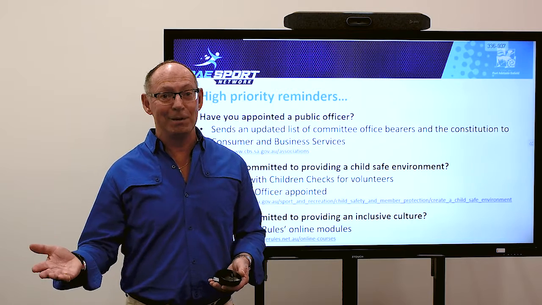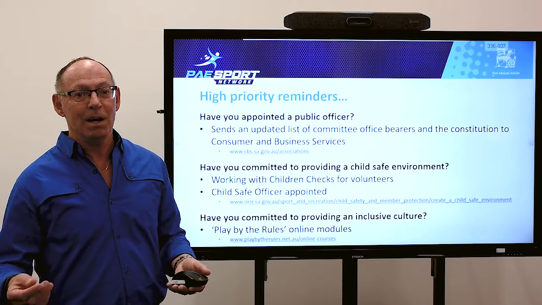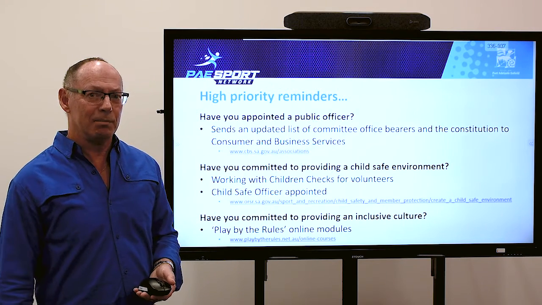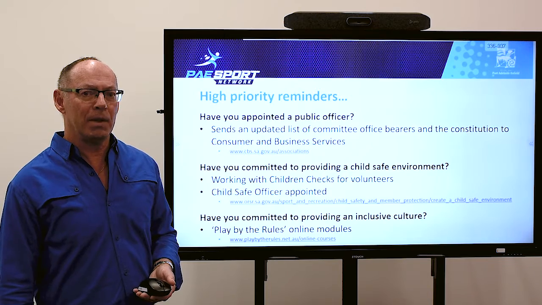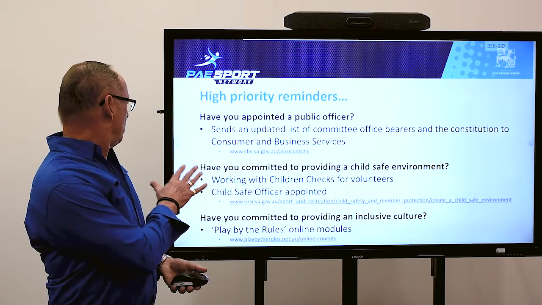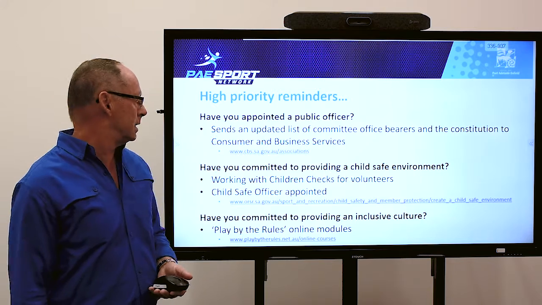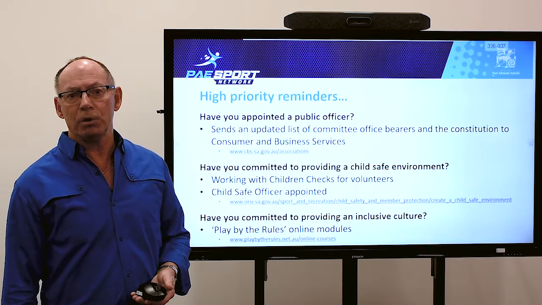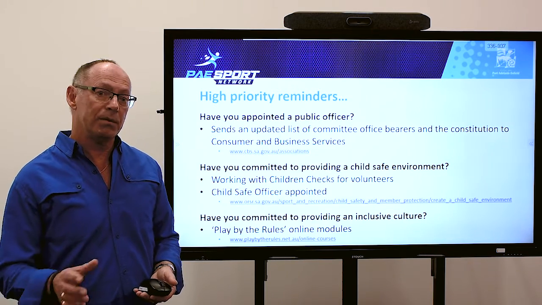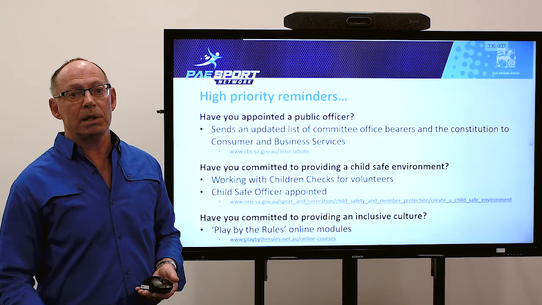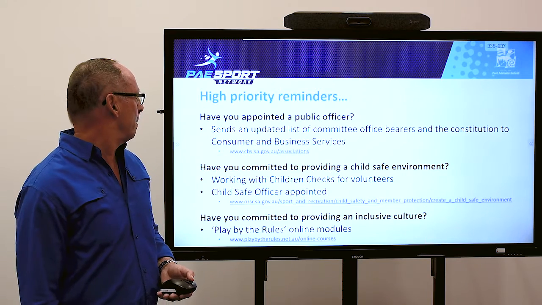And then finally, have you actually provided an inclusive culture? It may be on the values list, but you have to practice it. One key way of doing that fairly simply, in terms of getting organised as to what that means, is to go to a product called Play by the Rules, which the Office for Recreation, Sport and Racing has done. You can do a very short online course around it. And again, if there are any holes or gaps, you can actually do something about it.